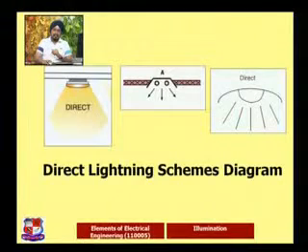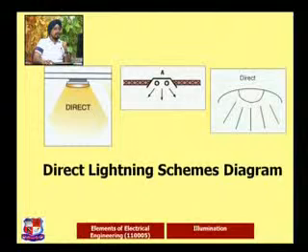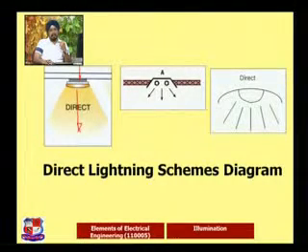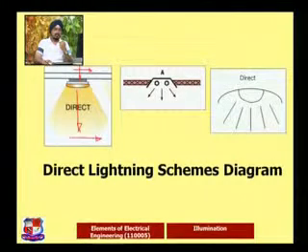Let's go with understanding the diagram. These are all the same schemes, but I have taken a different view so we can understand the schemes very easily. See the direct lighting. This is the source, maybe a lamp, bulb or tube light. The major light is coming to the downward side, so that's why it is known as the direct one.